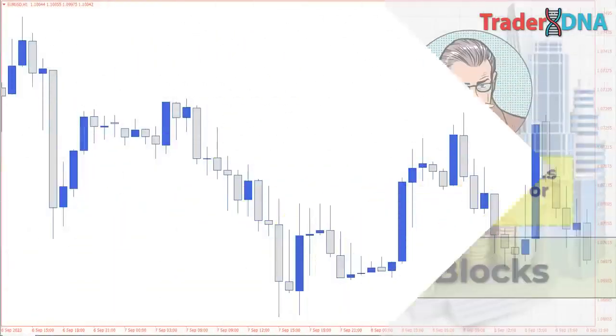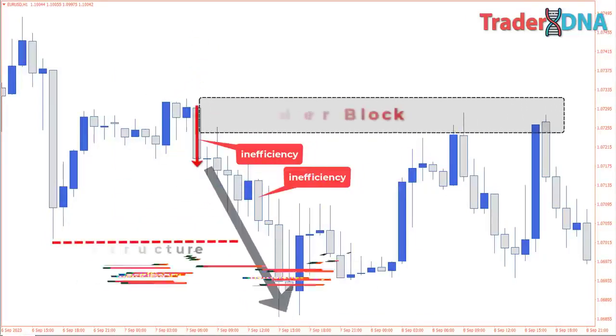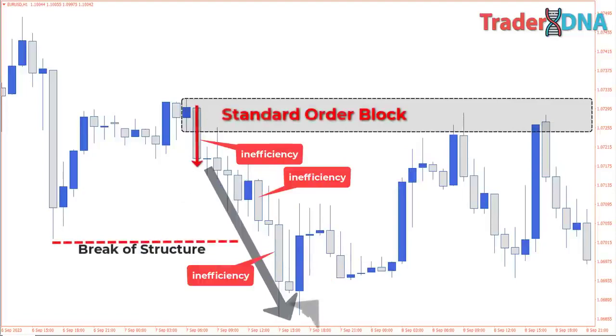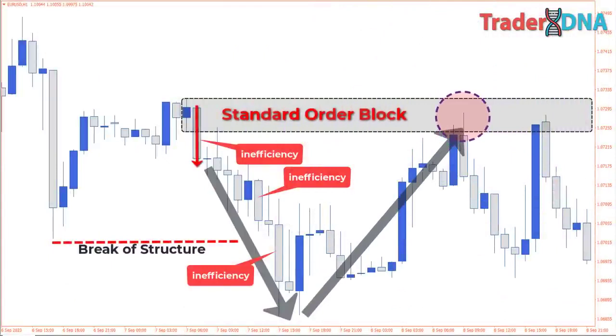In this example, we see that after the formation of the last bullish candle, the price experienced a sharp downward movement, leaving significant inefficiency in the market. However, the price eventually retraced to fill the liquidity gap created during the downward movement. As a result, the order block in question was mitigated, indicating that market participants have successfully filled their buy orders. Consequently, the price reversed direction again and continued its downward movement.